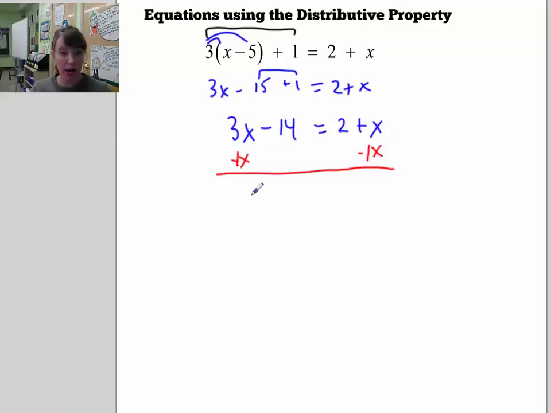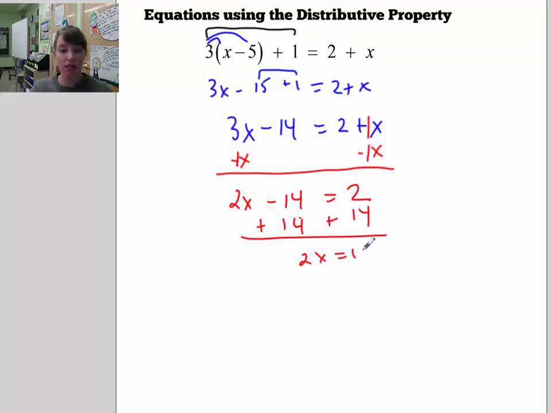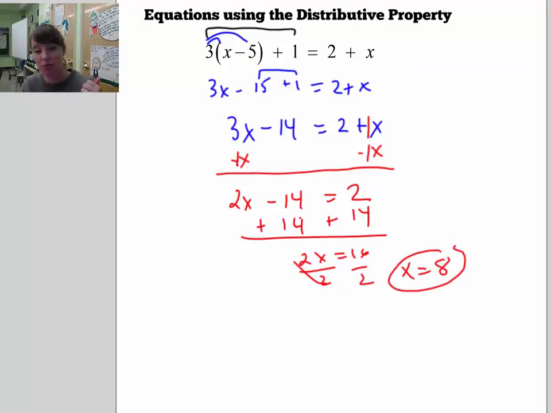So this is just like 1x, right? When we don't see a coefficient of x, it's always 1. So we have 2x minus 14 is equal to 2, and then we're going to add 14 to both sides. So we have 2x is 16, and divide each side by 2, we have x is equal to 8. Okay, in the interest of time, I'm not going to go back and check it, but I can just run this through really quickly. 8 minus 5 is 3, 3 times 3 is 9 plus 10, and that's the same thing as 2 plus 8, which is 10. Okay, so I can just visually check it and make sure that it's the same.